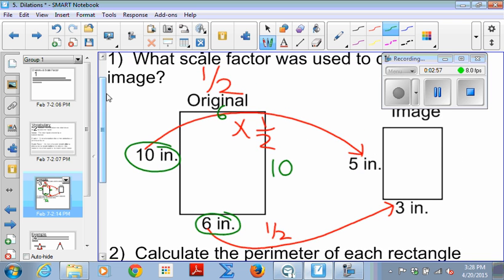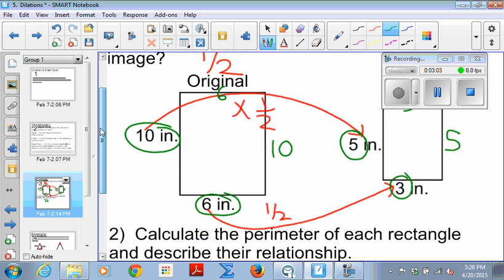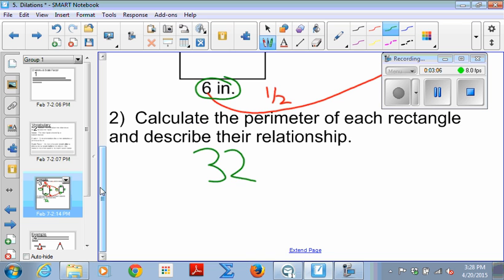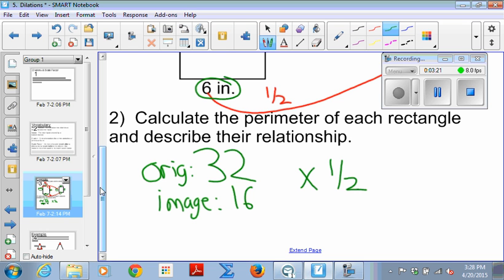Then the image, we have our 5 and 3. Remember to include those on those sides as well. Add them all up, and we get 16. So the original is 32 for the perimeter, and the image is 16. So what happened? The perimeter was divided in half or multiplied by 1/2. So there's a direct connection between scale factor for side lengths as well as perimeter. It stays the same.